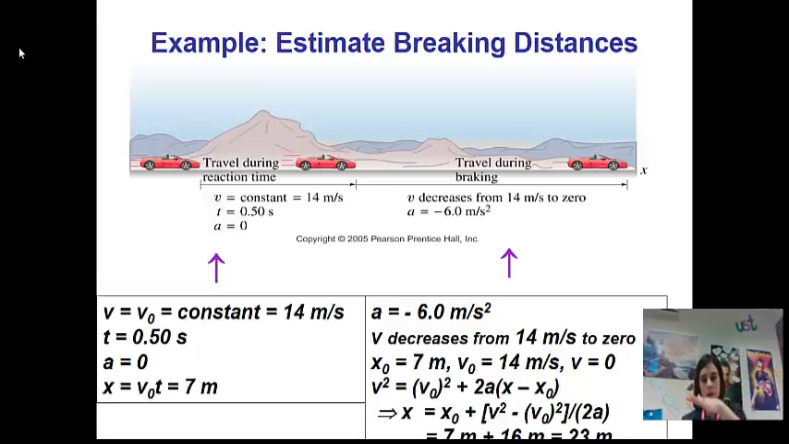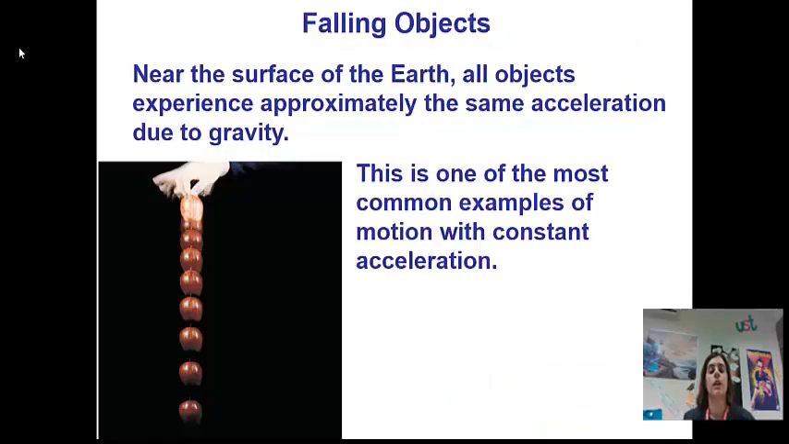So that's again where I said you can break it up into different time intervals and carry one answer over into the next part. Okay, I'm going to cover some free fall here, even though it's kind of a Unit 3 thing as well, just to get us started. So gravity. Gravity is a constant acceleration when you're near the surface of the Earth.